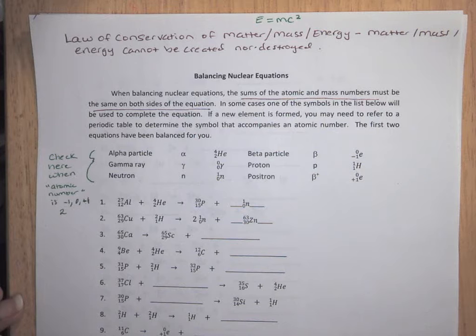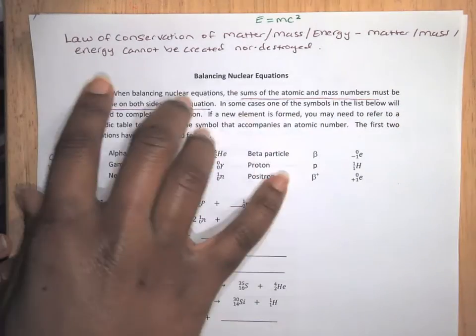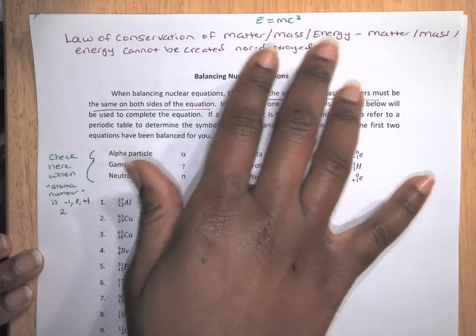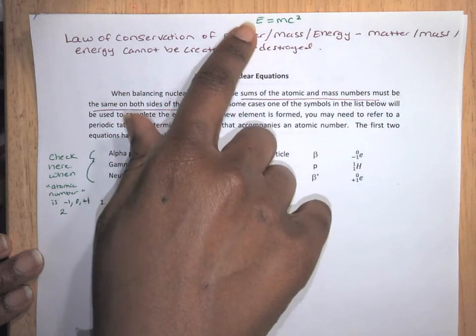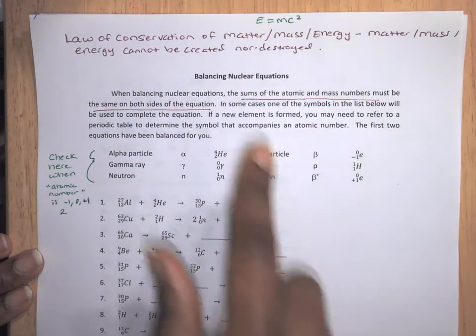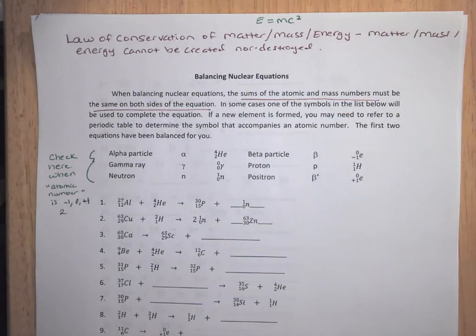Now, when we talk about balancing nuclear equations, it's based on something known as the law of conservation of either mass, matter, or energy. And that law states that matter, mass, and energy cannot be created nor destroyed. The reason why matter, mass, and energy are all sort of together is because energy and mass are related by the E equals mc squared equation. But anyway, the idea is that you cannot create or destroy matter, mass, or energy, but you can change it around a bit, transfer it.